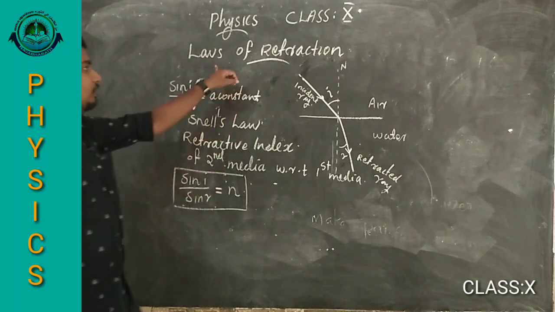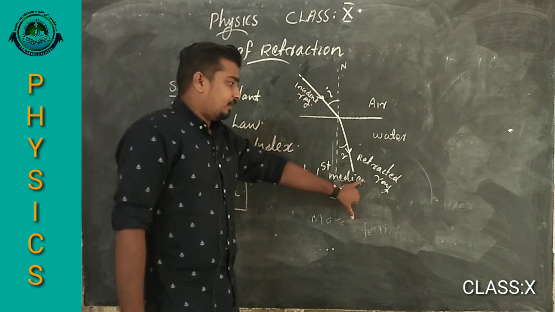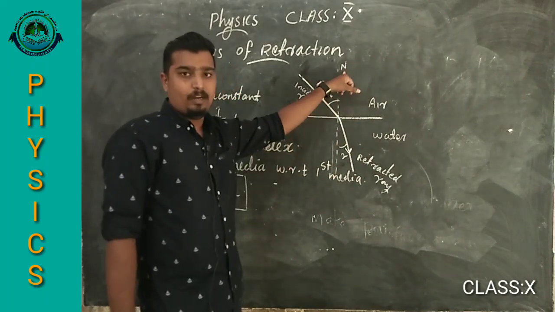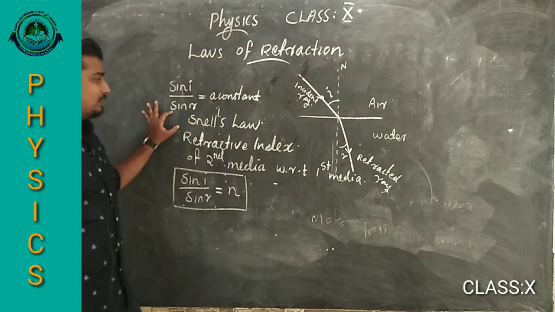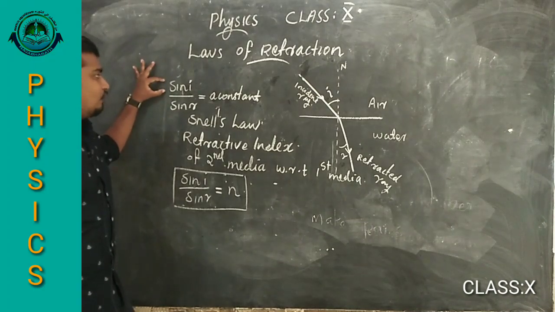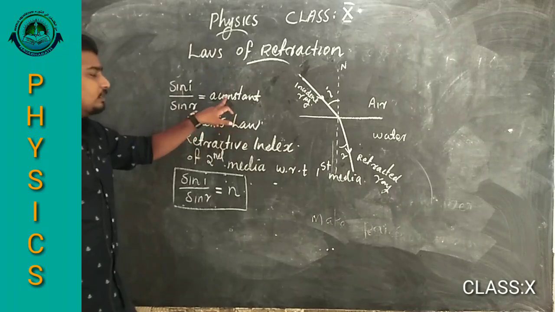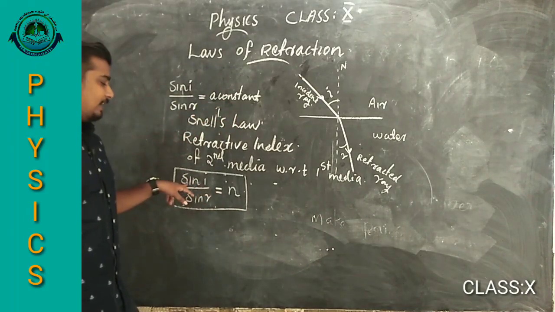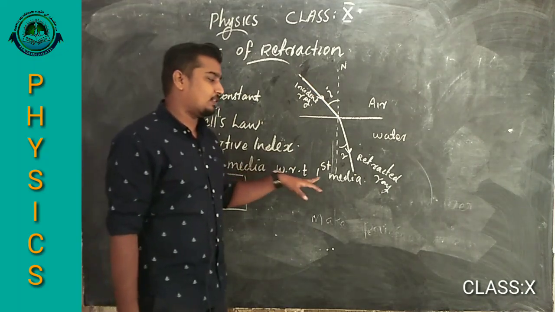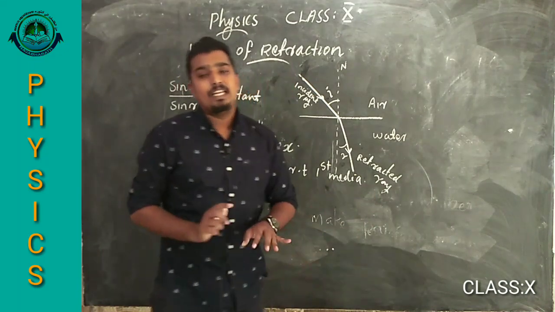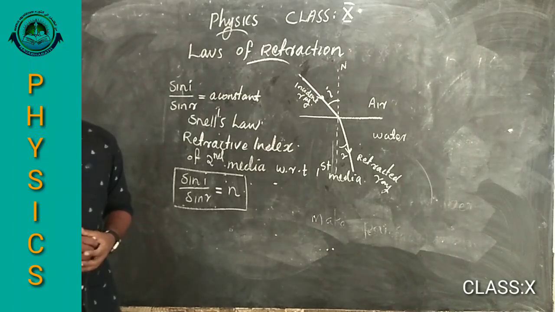Clear? Okay. Laws of refraction, that is, two laws of refraction. The first law states that the incident ray, refracted ray and the normal all lie in the same plane, and the second law, that is Snell's law, states that the ratio of the sine value of angle of incidence to the sine value of angle of refraction is a constant. That constant is represented as n, that is, sin i by sin r equals n. This n is called refractive index of second media with respect to first media, or refractive index. Clear? This is laws of refraction.